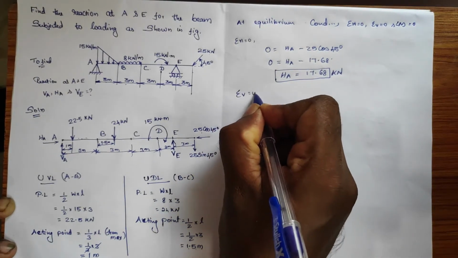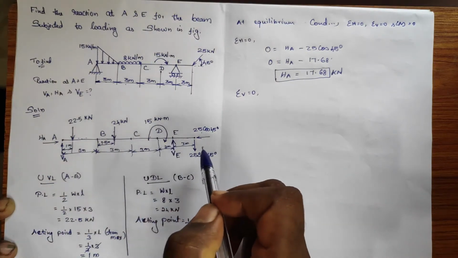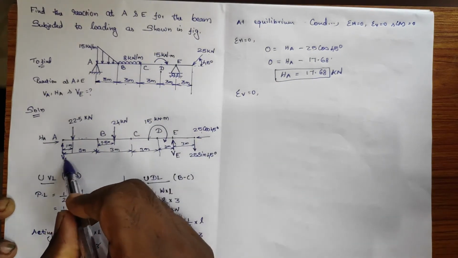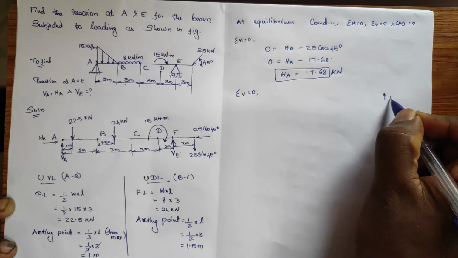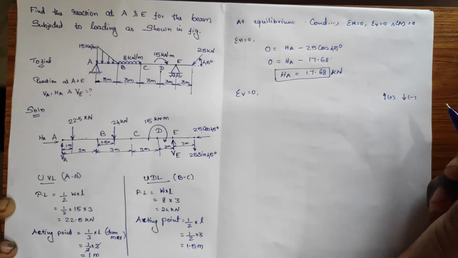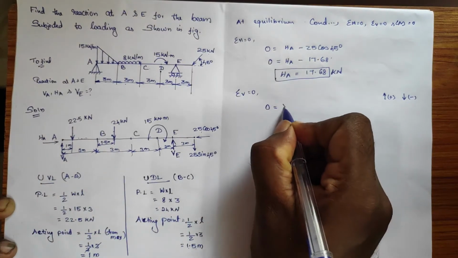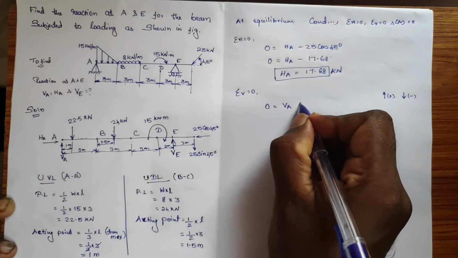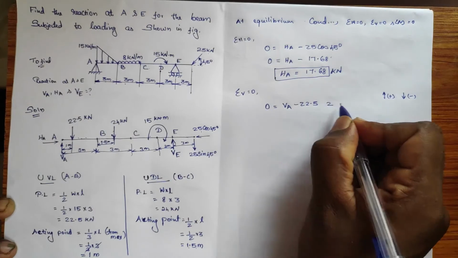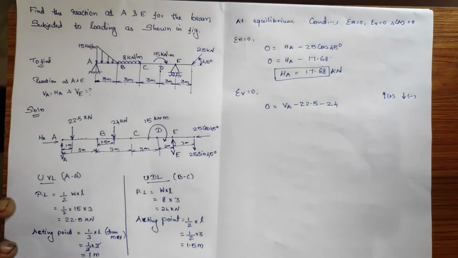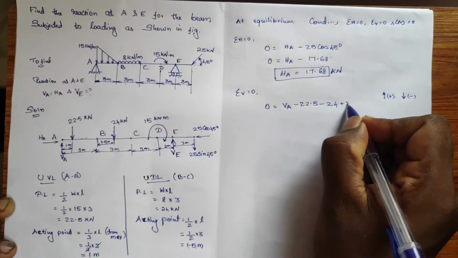Sum of vertical force is equal to 0. So here the vertical forces are four in number. Let us add them one by one. A force which is moving upward is positive, and a force which is moving downward is negative. This VA force is acting upward, so it is positive. This 22.5 kilonewton is acting downward, so minus. This 24 kilonewton is acting downward, so it is minus. And here VE is acting upward, so it is positive.